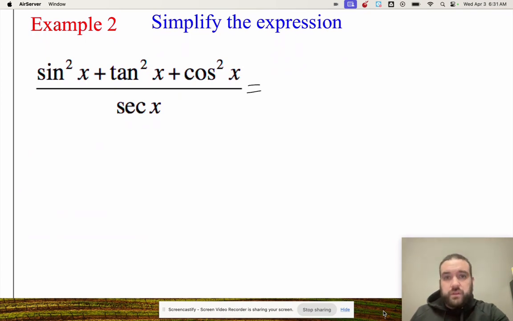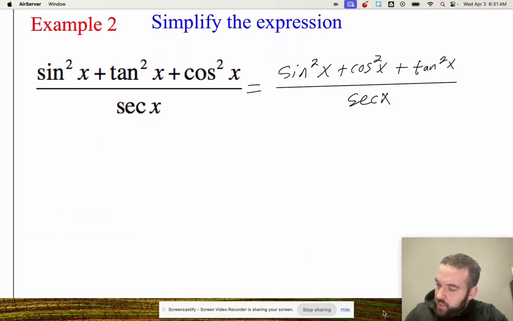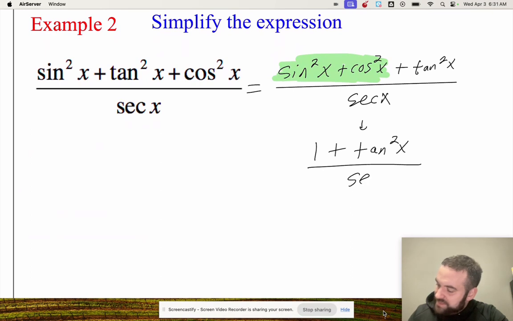I have sine squared plus tangent squared plus cosine squared, but because everything's added together, addition is commutative. I can reverse the order, and that's not going to matter. So I'm going to choose to write this as sine squared plus cosine squared plus tangent squared. The reason I'm going to do that is because I know sine squared plus cosine squared is just equal to 1. So what happens now is this expression becomes 1 plus tangent squared over secant.